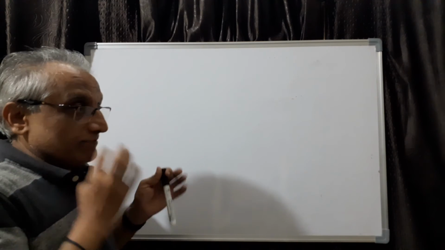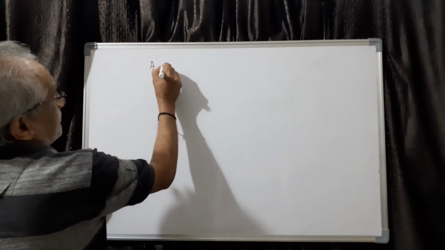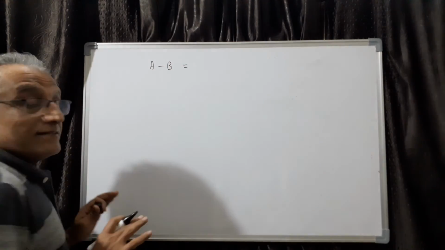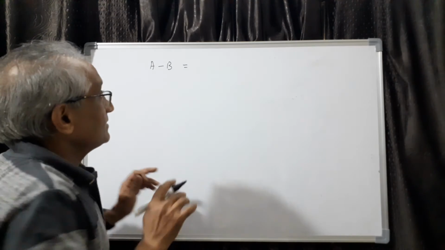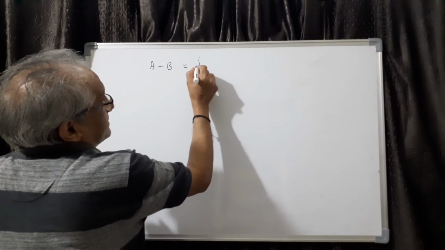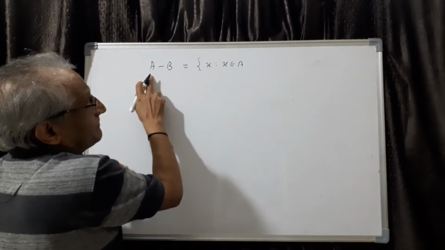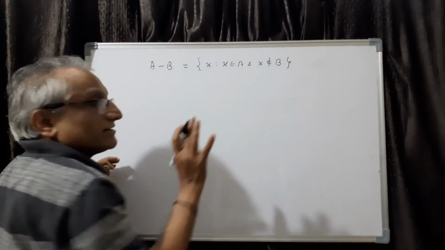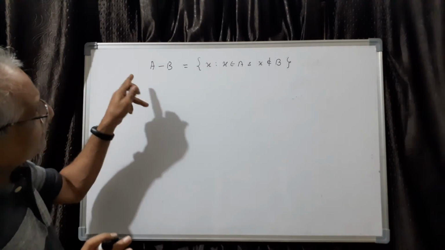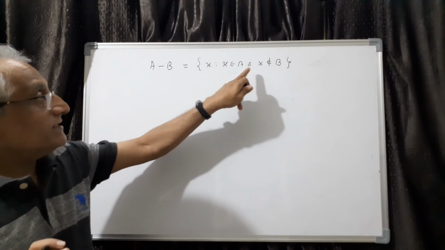Now let me just sum up. Whenever A minus B is required, there is no need to have universal set. Please remember this difference. So the definition is this: set of all x such that x should be in A and x should not be in B. So this is the rule of difference. And same thing B minus A also you can find. So here just reverse. x belongs to B, x does not.